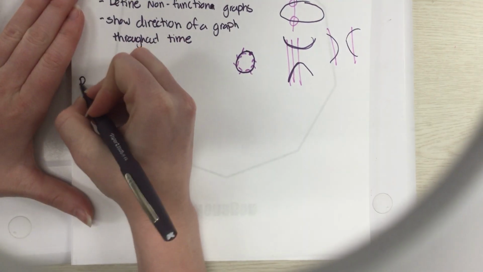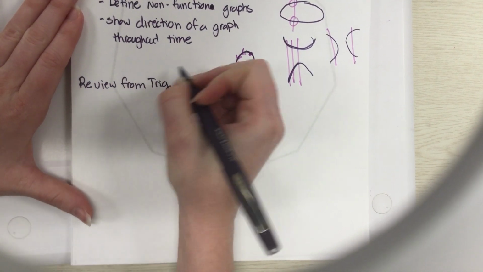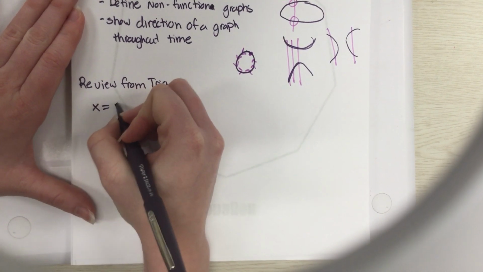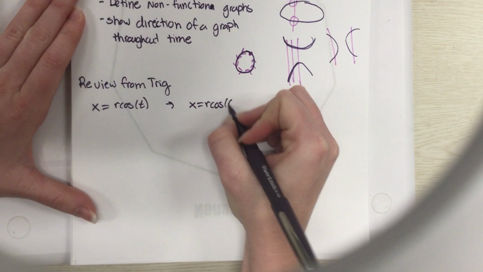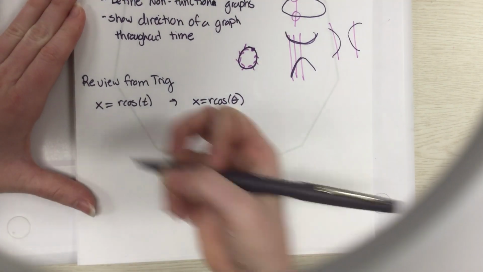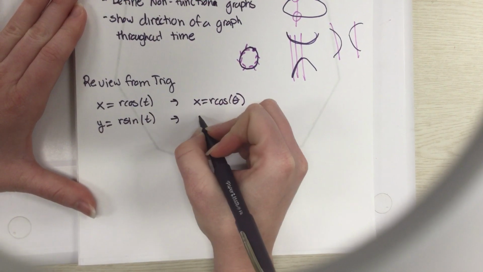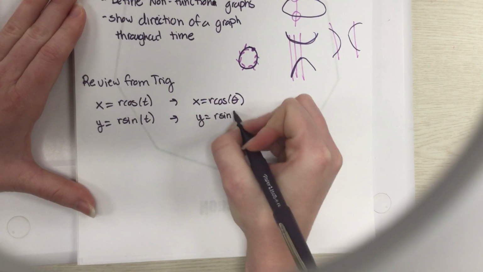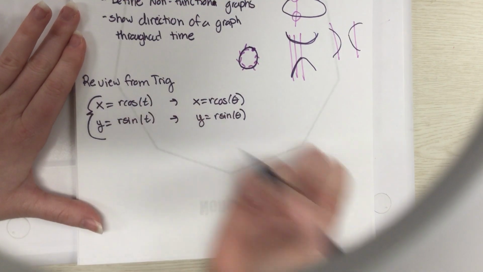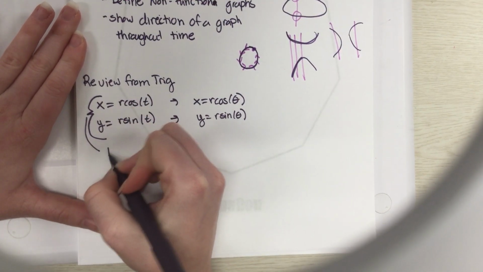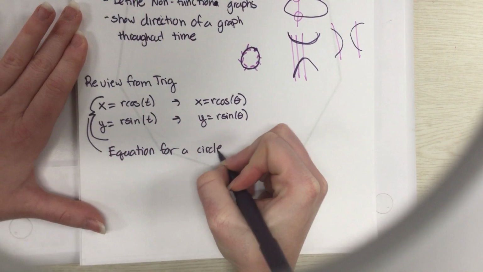Just a little review from trig. I will post a blank unit circle if you lost yours so you can print it out. This will come back a little bit. We know x is equal to r cosine of t. When we did it, we said x equals r cosine of theta. Same thing, just theta and t are switching. And y is r sine of t, or as we did it, y equals r sine of theta. What this set of equations really is, is the parametric equation for a circle.